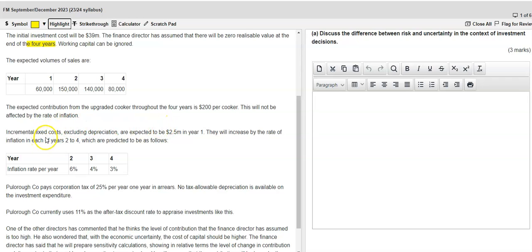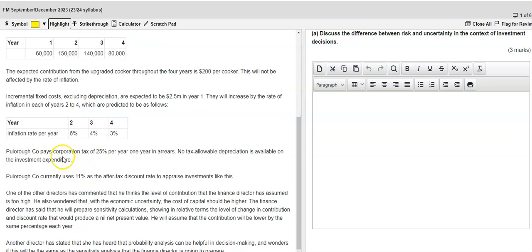Incremental fixed cost excluding depreciation are expected to be $2.5 million in year 1. They will increase by the rate of inflation in each year 2 to year 4, which are predicted to be as follows: 6%, 4%, 3%. Company pays corporate tax at a rate of 25% per year, 1 year in arrears. No tax allowable depreciation is available on the investment. Company currently uses 11% as the after-tax discount rate to appraise the investment like this.